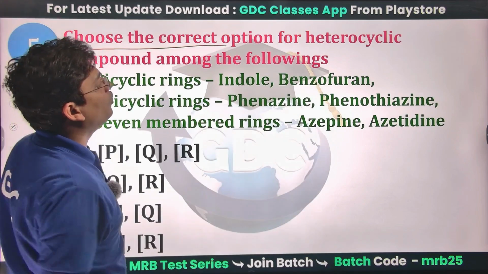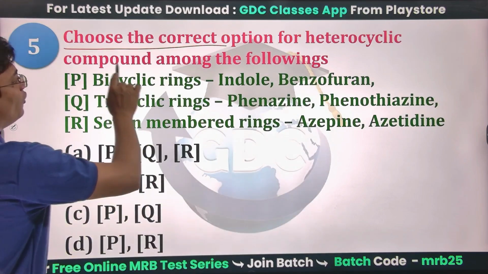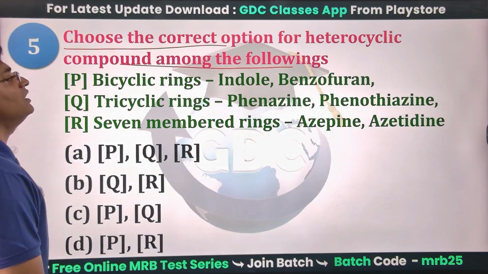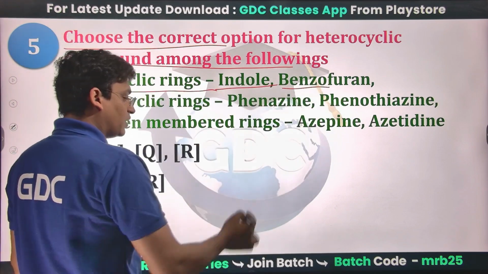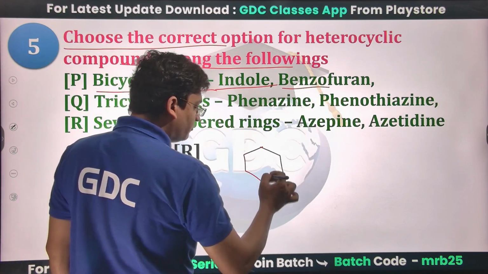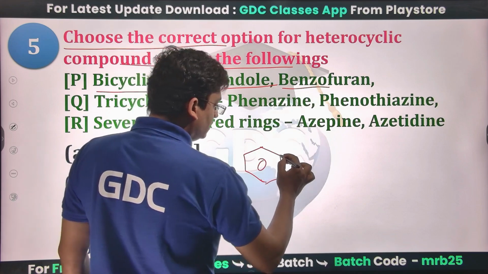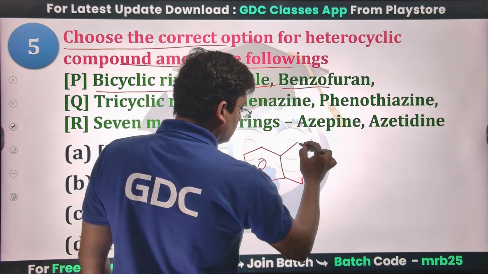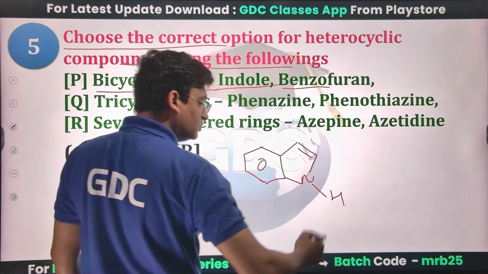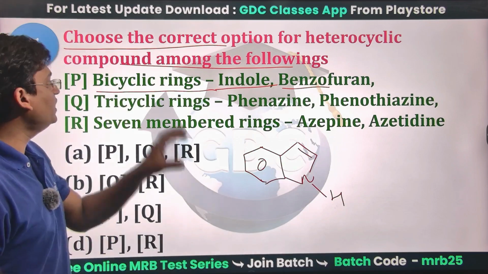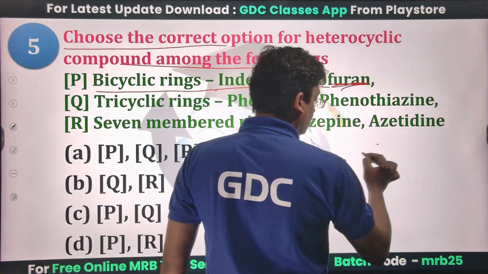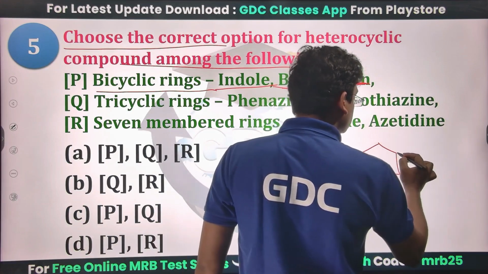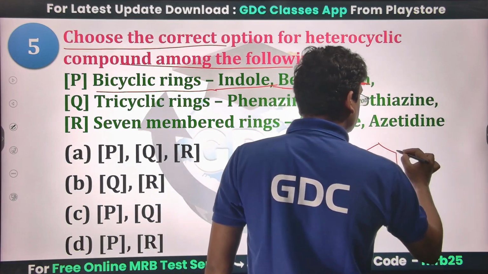Choose the correct option for heterocyclic compound among the following. What will be the correct option? Like bicyclic compounds are indole and benzofuran. Indole has a benzene ring fused with pyrrole, so yes, it's indole. It's bicyclic. Benzofuran is a benzene ring fused with furan.